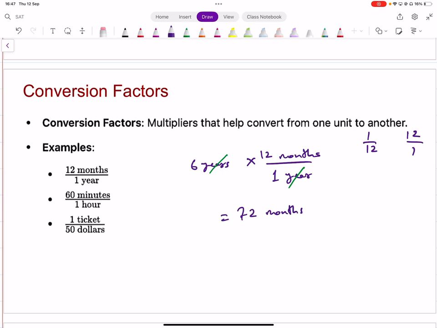Now this might look like an overkill in this case because it's very obvious that 6 years is 72 months, but this idea is very useful and you'll understand that in the examples that we see now. This is called a conversion factor. So a conversion factor could be 12 months over 1 year. You could also have it as 1 year over 12 months. Okay?